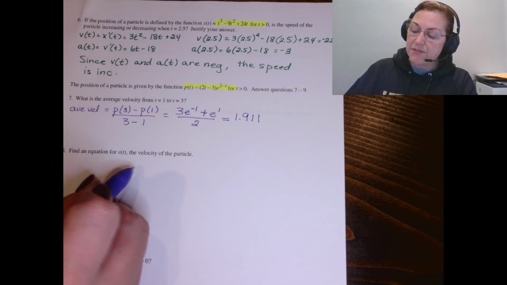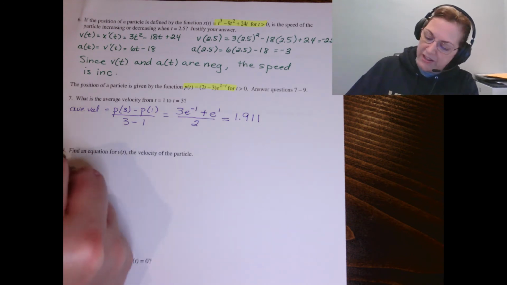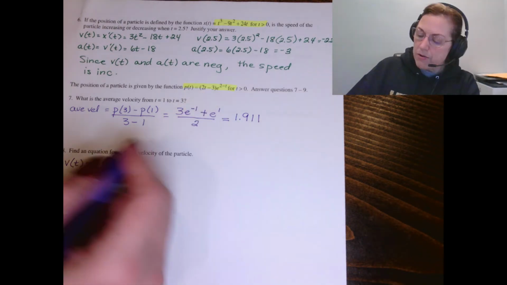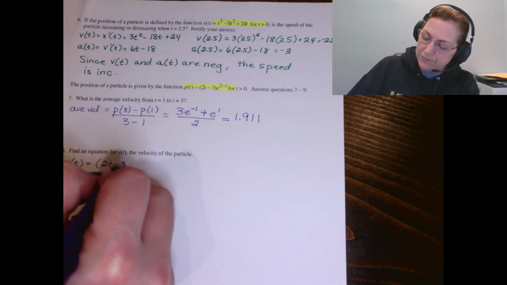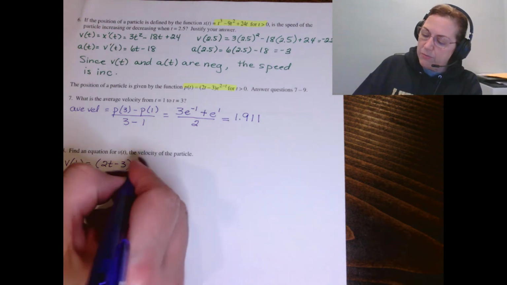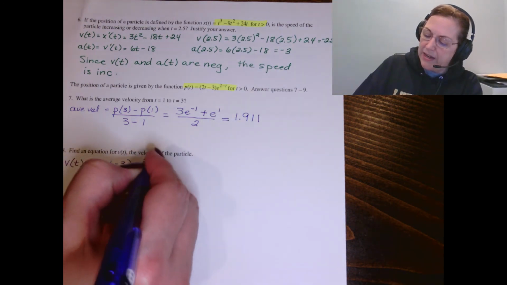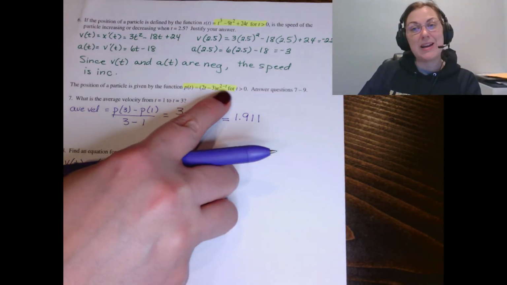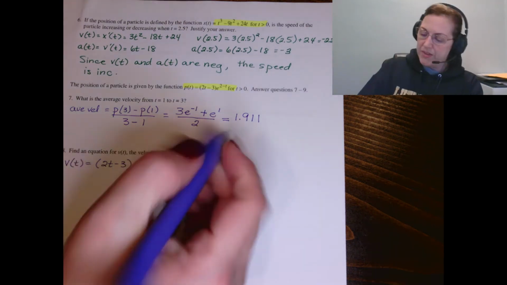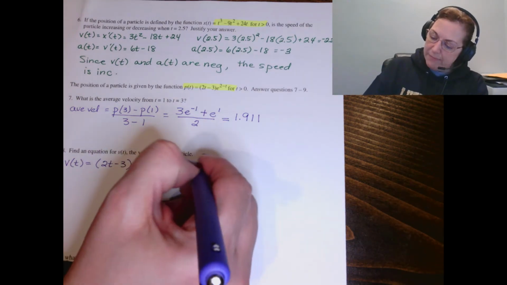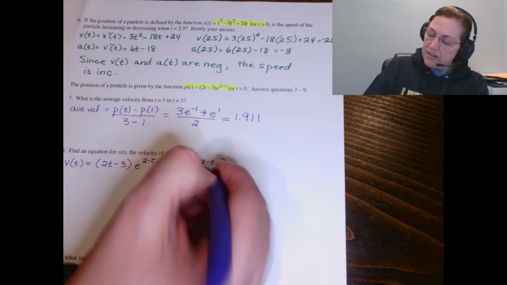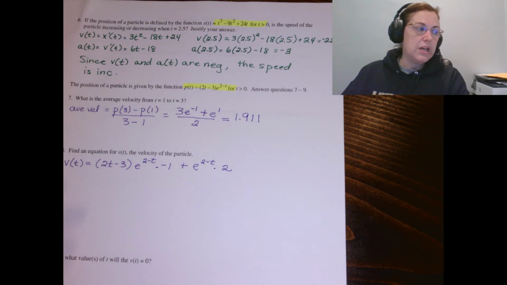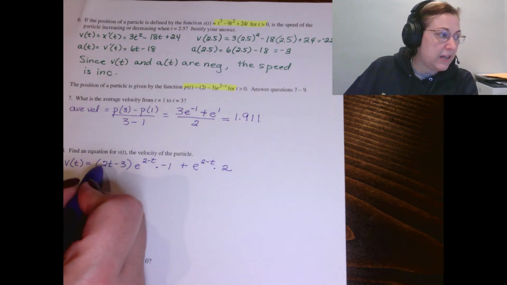Okay, now let's find an equation for the velocity. So we're going to take the derivative. Got a little product rule going on here. So I've got the first times the derivative of the second, which is e to the 2 minus t times -1. Now the derivative of the 2 minus t is where I get that -1 from, plus the second times the derivative of the first, which would be 2. Now let's go ahead and distribute here.